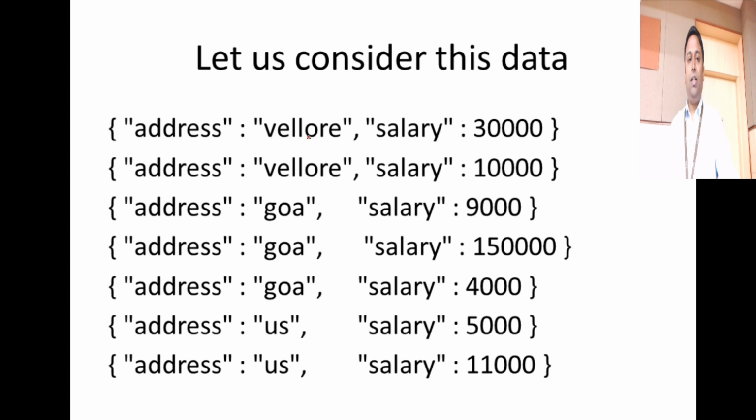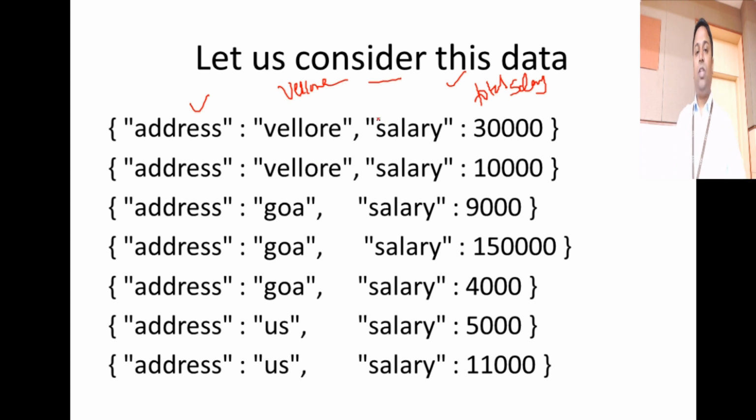For instance, consider this data that we have here, address and salary. If I want to find the total salary for each address, say for Vellore, what is the total salary? For Goa, what is the total salary? For US, what is the total salary? So what are the things that we have to apply here? First, we have to say on which ID I am going to group things by. Say here I am going to group by the ID called address. So for Vellore, that is an address, right? I'll group all the records for Vellore together.